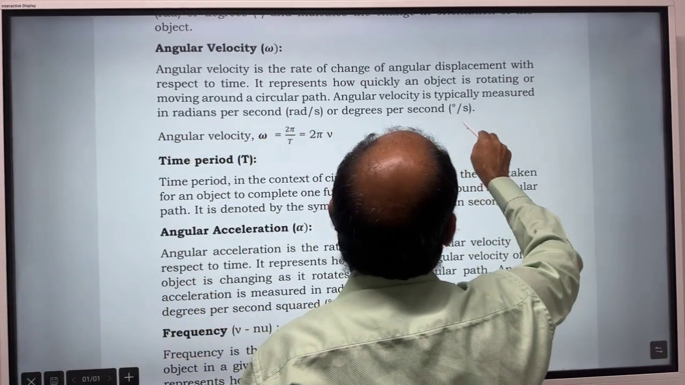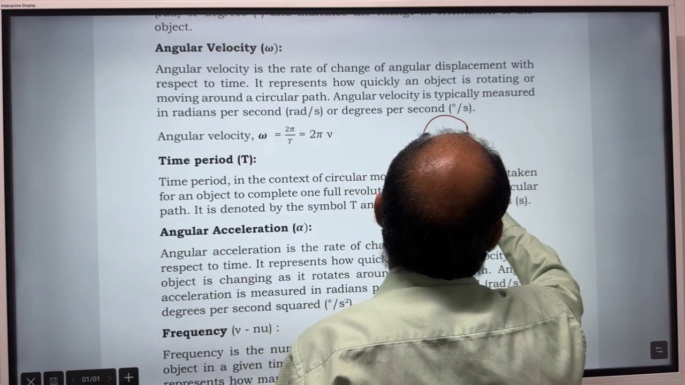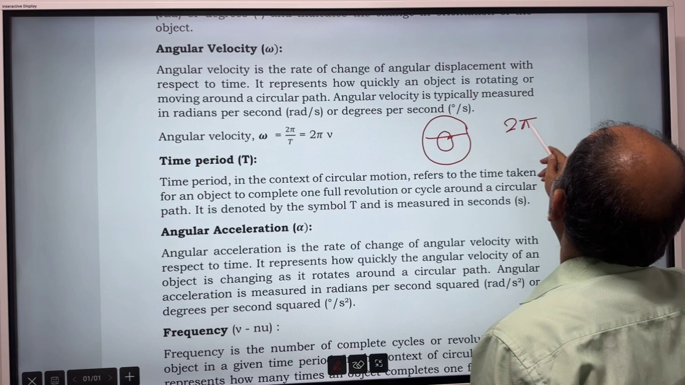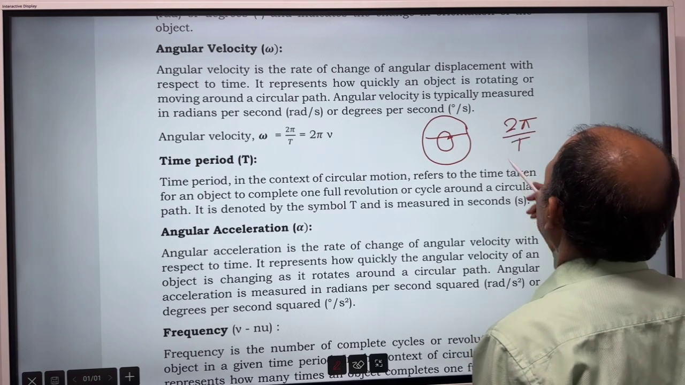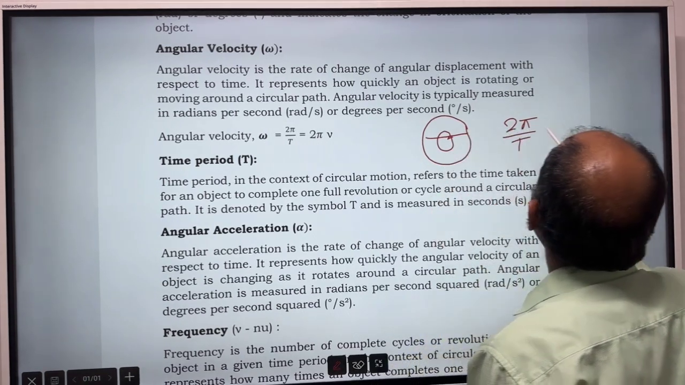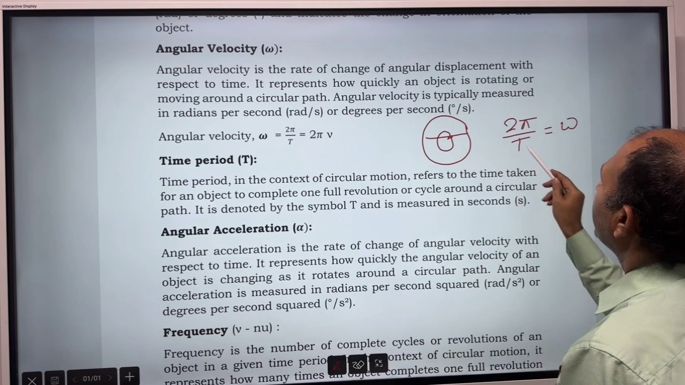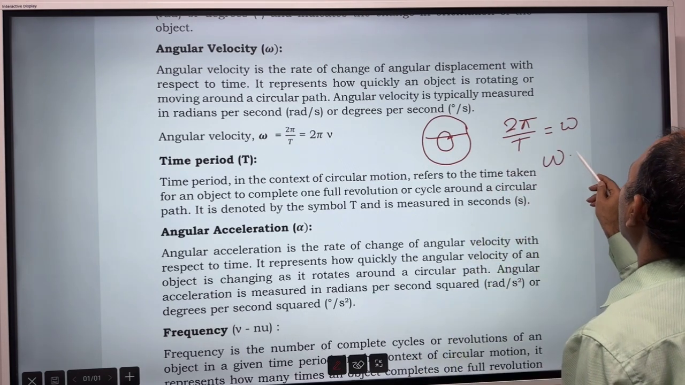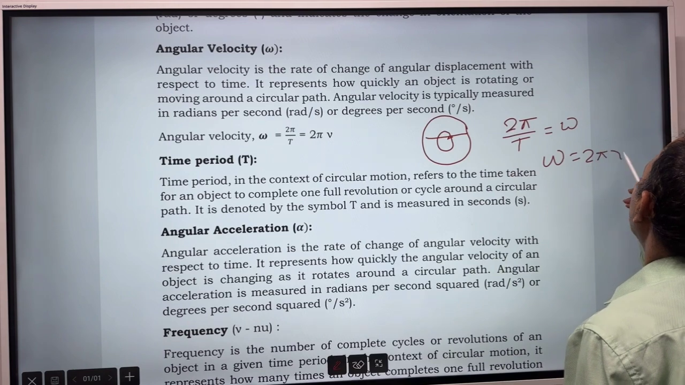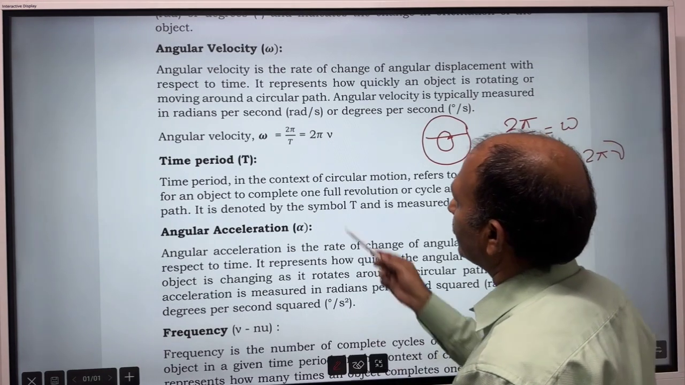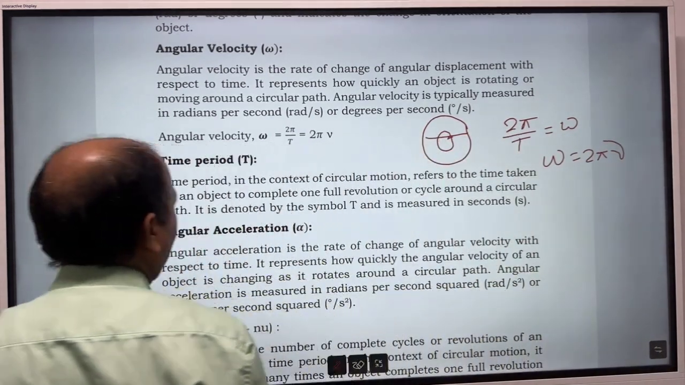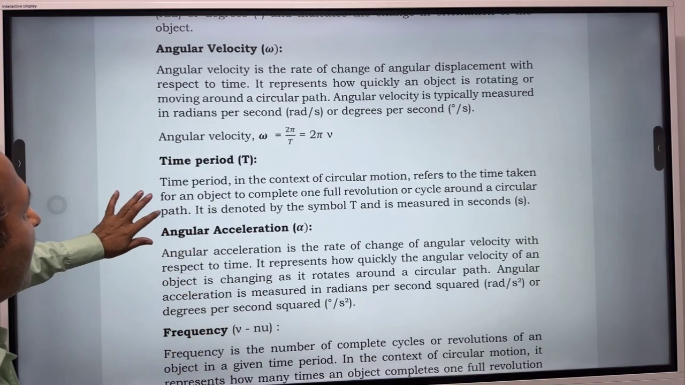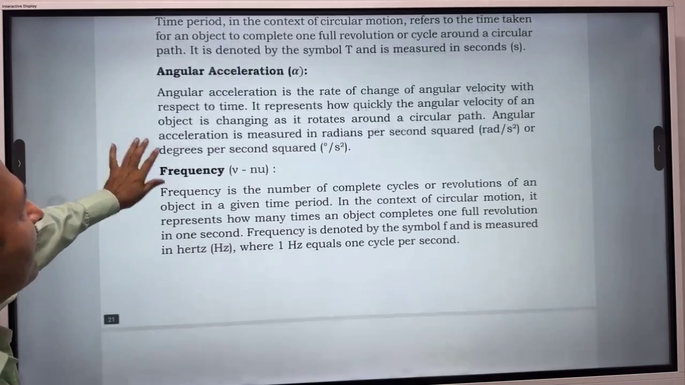The angle moved in one complete revolution is equal to 2 pi radian, and time taken is capital T. So here omega, and 1 upon time equals frequency, either you write f or nu. So you can say omega is 2 pi nu, where nu is frequency. So this relation. And time period, I told you, angular acceleration is angular velocity divided by time.